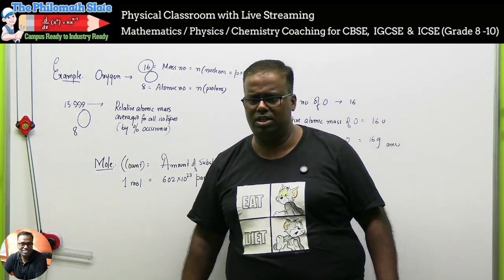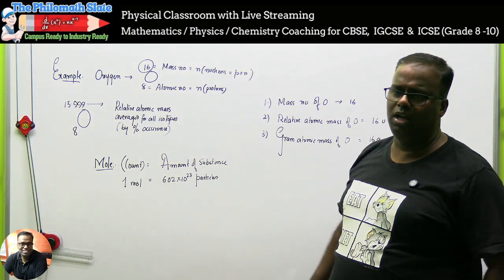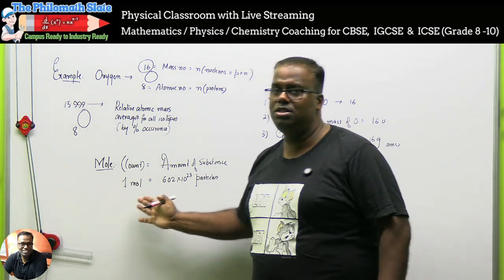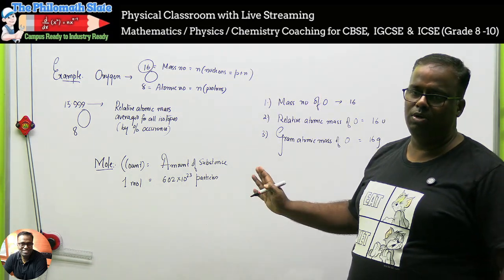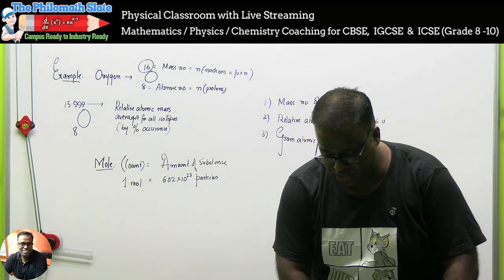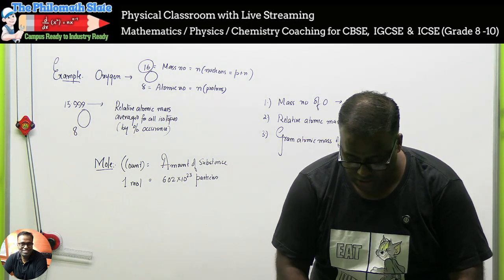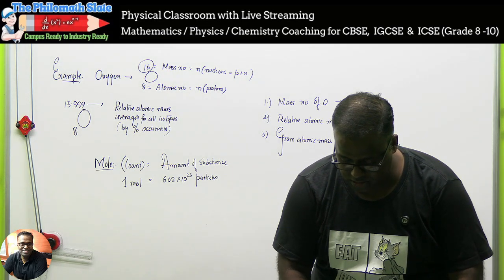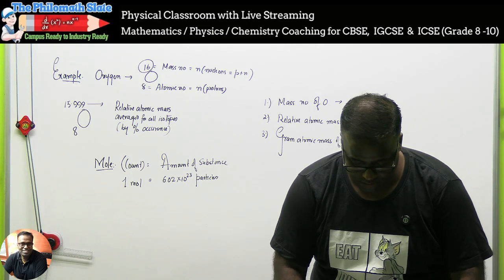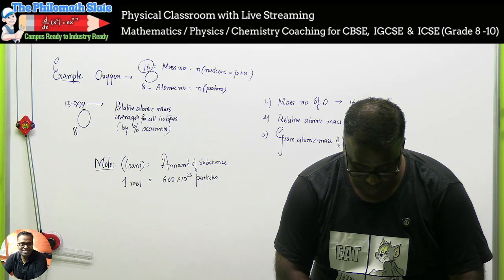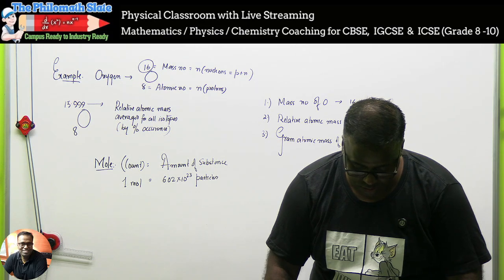Mole is a count. It is not something you only use in chemistry. 1 mole of ions means 6.02 into 10 to the power 23. You should memorize this data in your mind. Is that clear? Because we take 6.022, yours is 6.02.